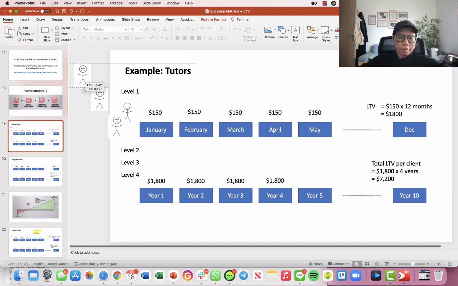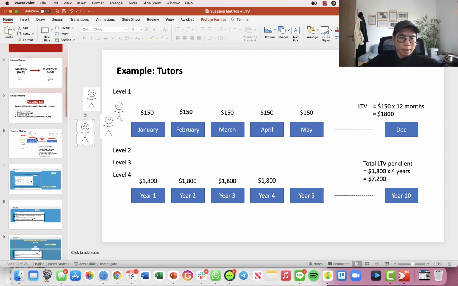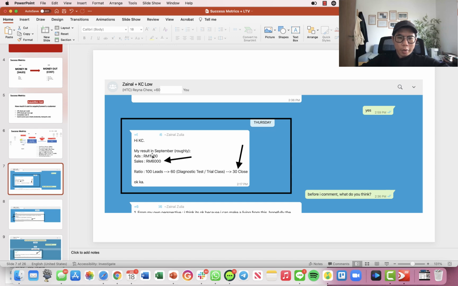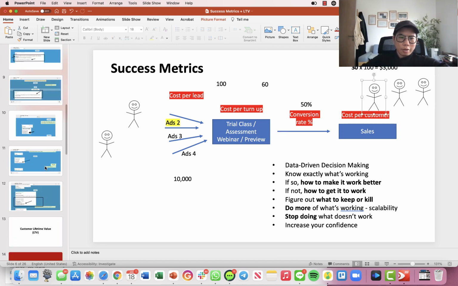Over here, how? By doing advertisements. Getting more leads to come in. Okay, getting more leads to come in, become a lead, and then you convert them to become a sale. So it goes back to here. I spend 1,000 to get 100 leads, and I get 60 people come for the trial class, and then I can convert 60 of them to become 30 customers. So one customer will stick with me for 4 years.